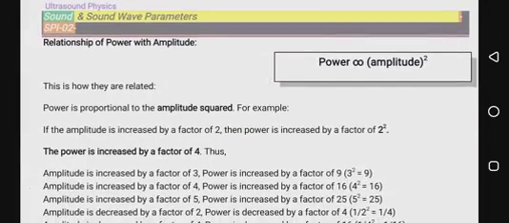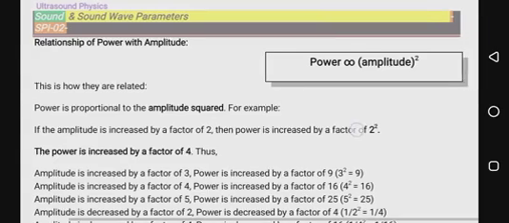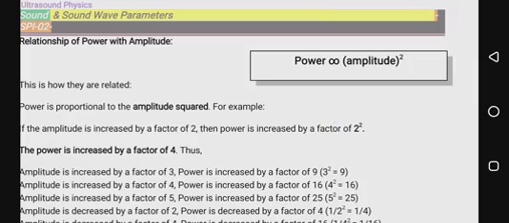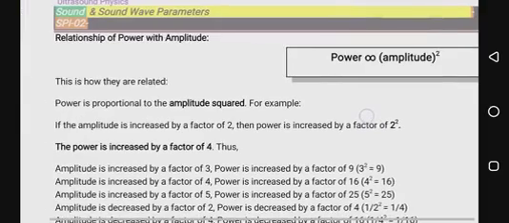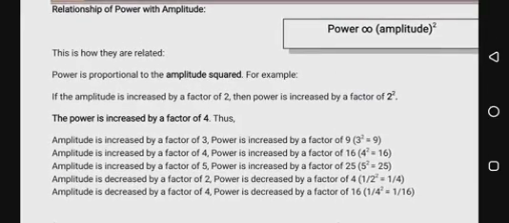So the relationship between power and amplitude: power is proportional to the square of amplitude, and this is how they relate. Now if the amplitude is increased by a factor of 2, the power is increased by the square of 2. Power is increased by a factor of 4.